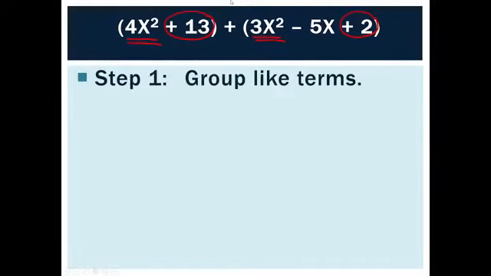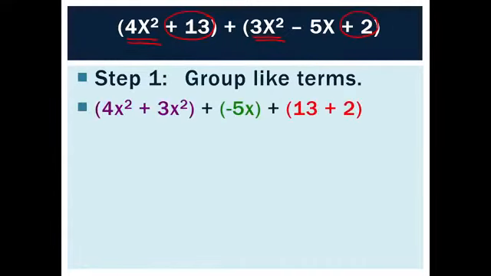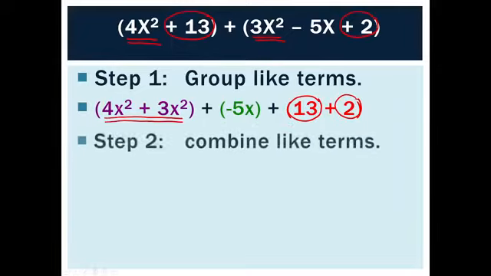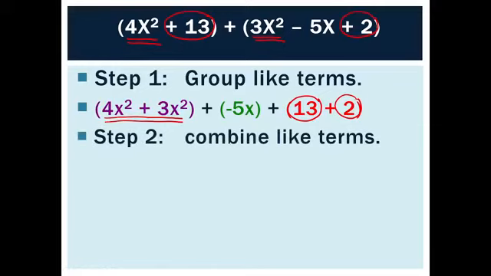Meaning, this negative 5x has no like term, so just copy it. So, what we do is group like terms. We grouped the ones I underlined, and the ones I encircled are 13 and 2. Now, how much is 4x squared plus 3x squared? 7. Okay, this is 7.